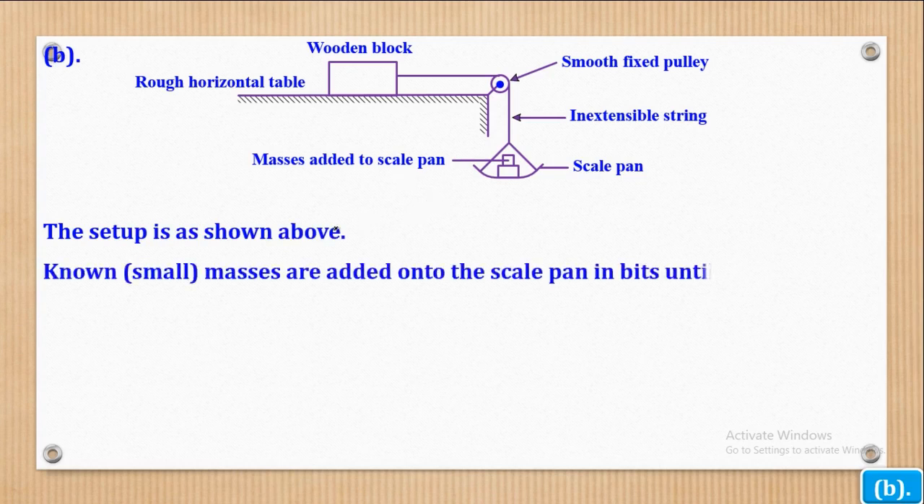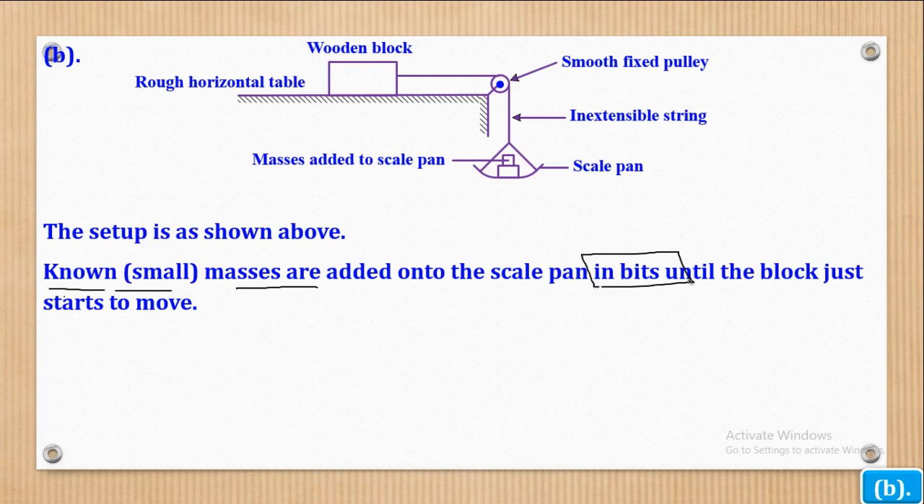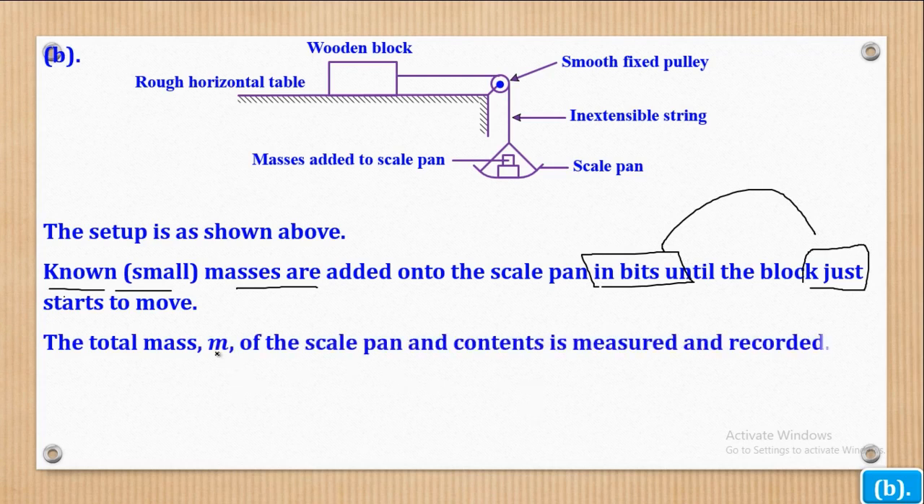Then we shall start the theory part, where we shall say that known, you can say known or small, any of the two words is okay. So known masses are added onto the scale pan in bits until the block just starts to move. So those two words are needed. However, when it just starts to move, it means that it is at the point of moving, it is not yet in motion.